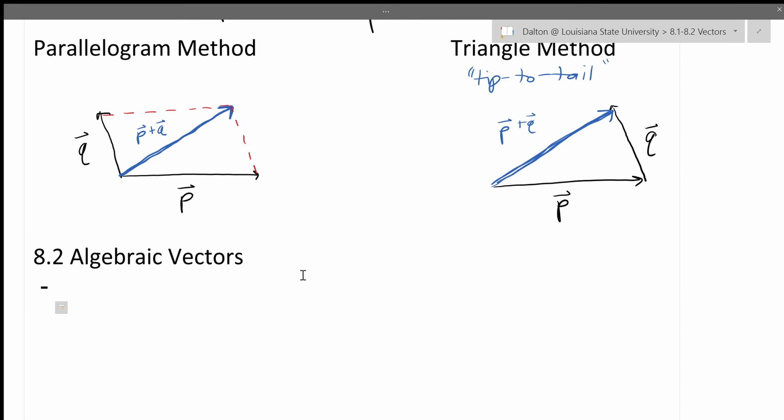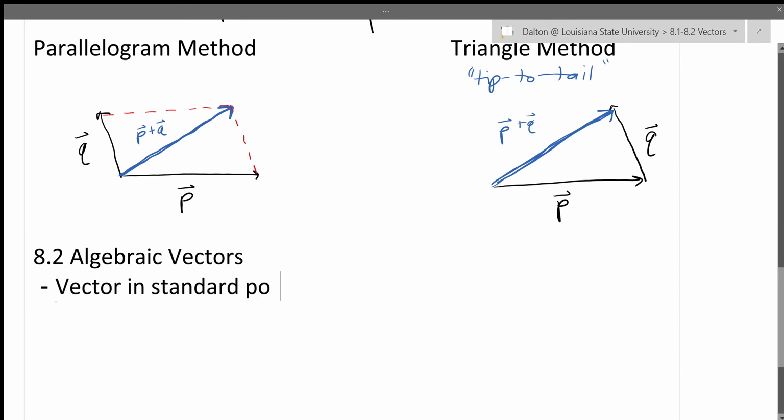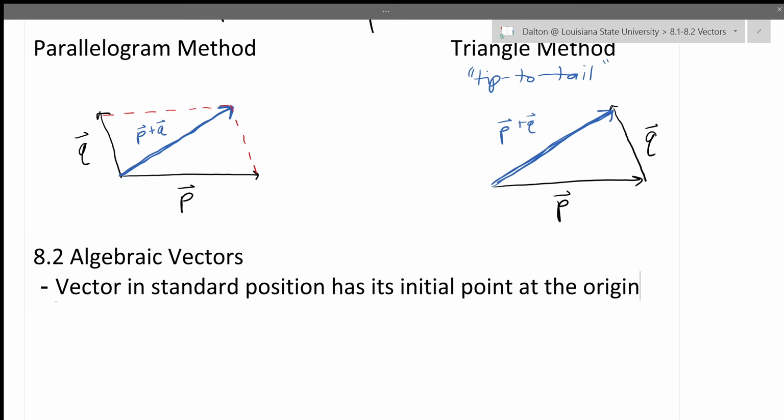Algebraically, for a vector, we say that a vector in standard position has its initial point at the origin. So as far as direction goes, we don't really care where the direction is, but all that it requires is that the initial point needs to be at the origin.